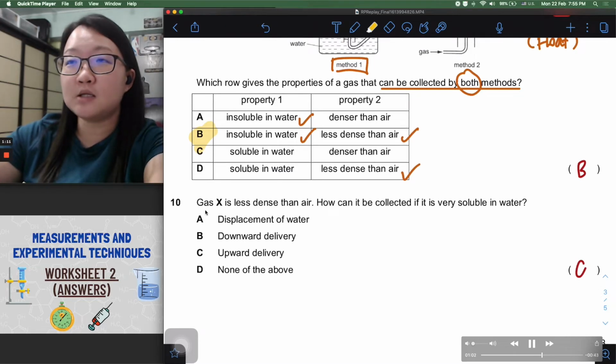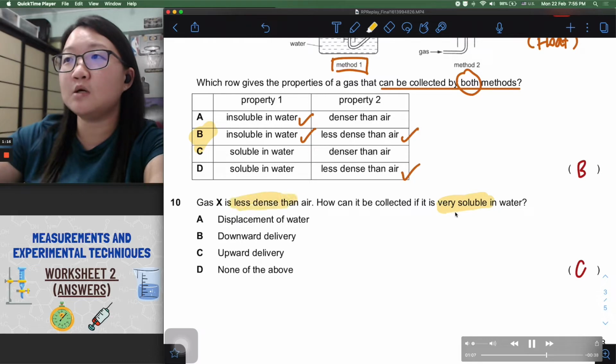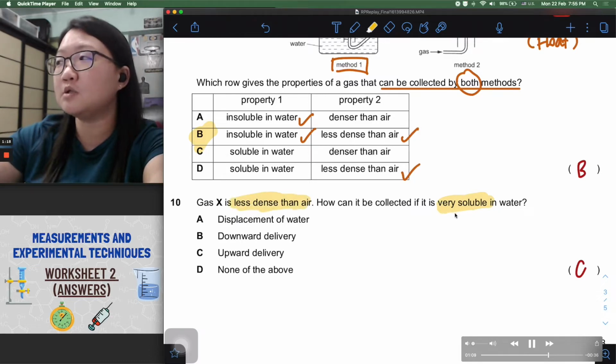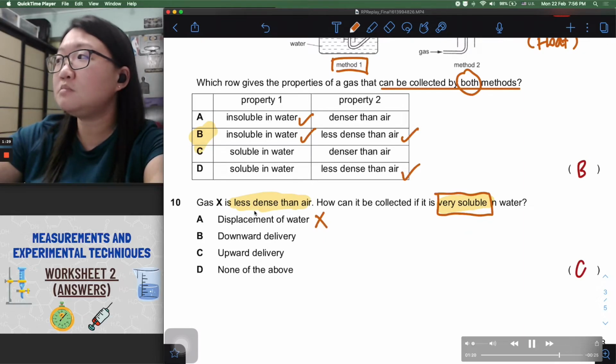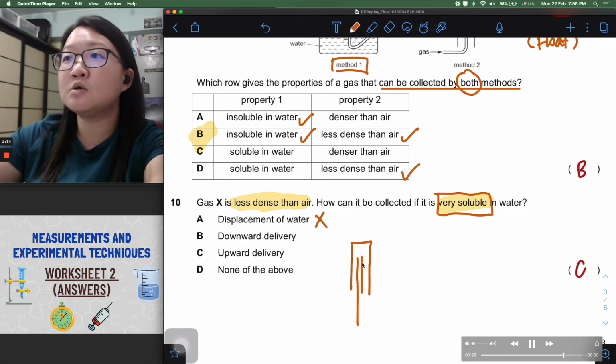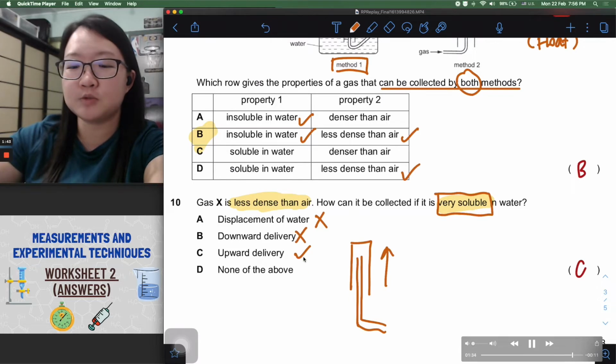Question 10. Gas X is less dense than air. How can it be collected if it is very soluble in water? Okay, so similar kind of concept from the previous question. So knowing that it is very soluble in water, surely you cannot use downward displacement of water. Next piece of information, they tell you that it is less dense than air. So you can use upward delivery to deliver the gas upward. So therefore answer is C. The other options are incorrect.